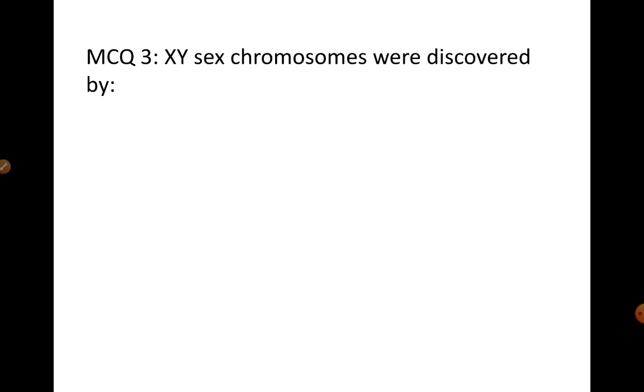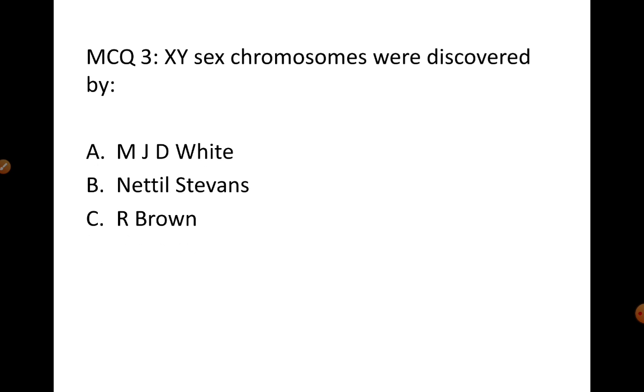The third question, XY sex chromosomes were first discovered by whom? Option A, MJD White. Option B, Nettie Stevens. Option C, R. Brown. Option D, Mendel. Who discovered these allosomes? It is answer B, Nettie Stevens. We said Stevens and co-workers were the first ones to differentiate autosomes and the allosomes.